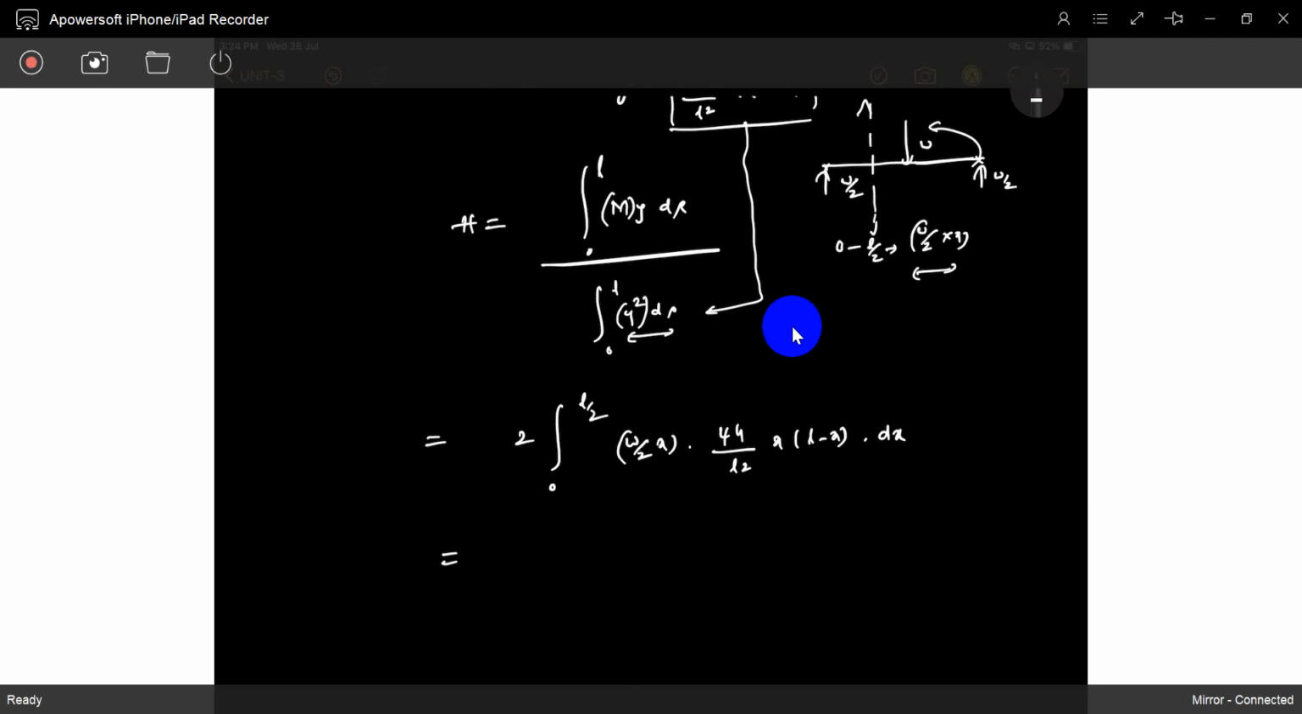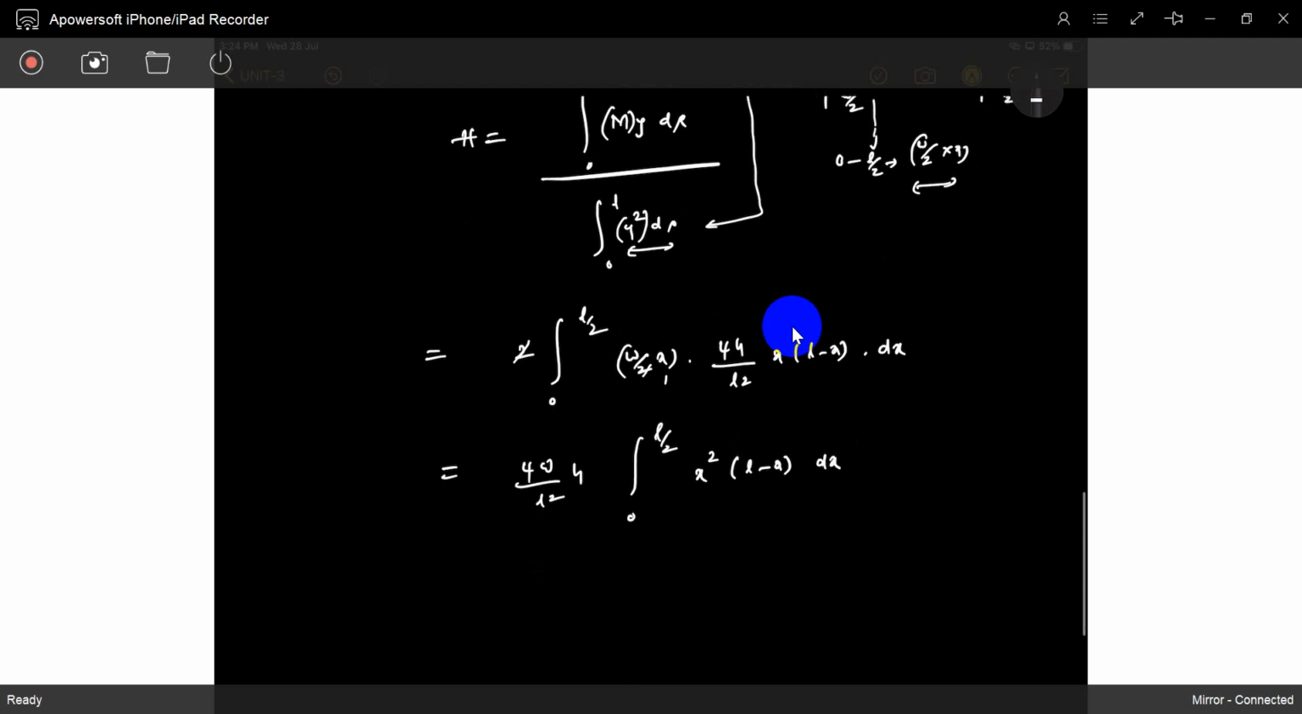What we can solve is, see, 2 cancels, 4W by L square H. These are all constants. 0 to L by 2 of x square into L minus x dx. So this will go like this: X cube by 3, L is constant, and x power 4 by 4, 0 to L by 2.